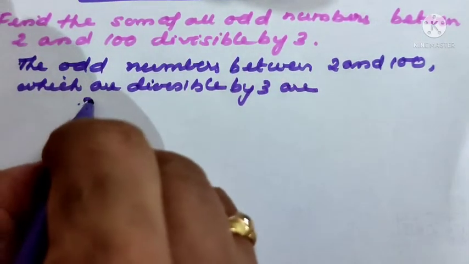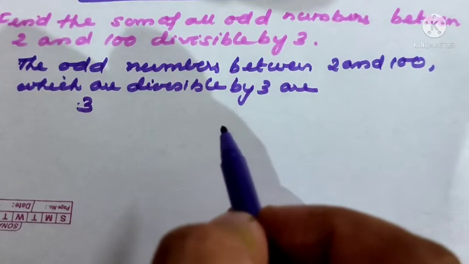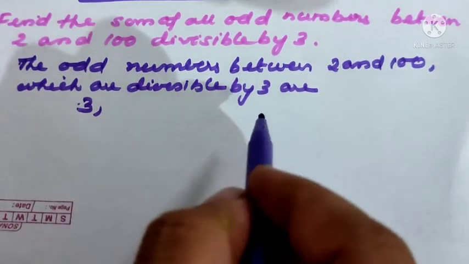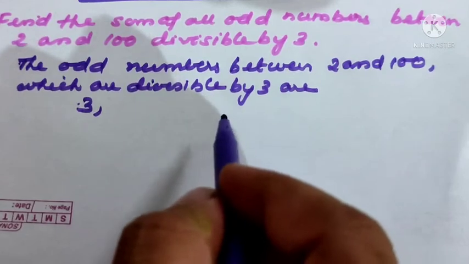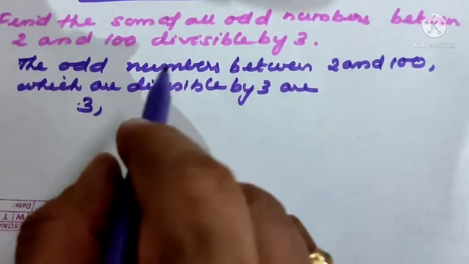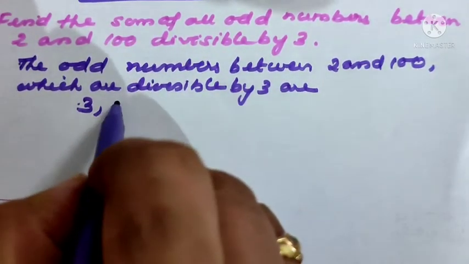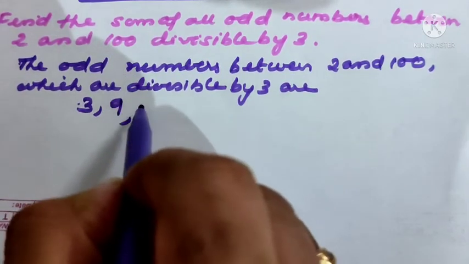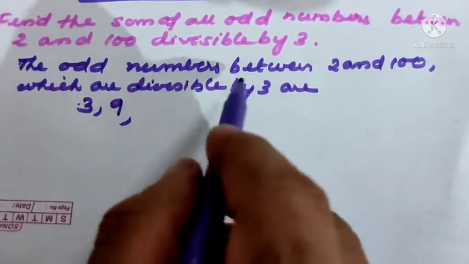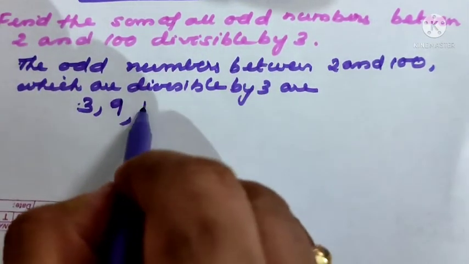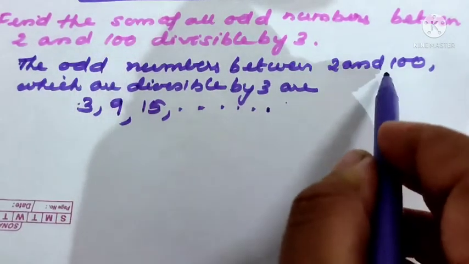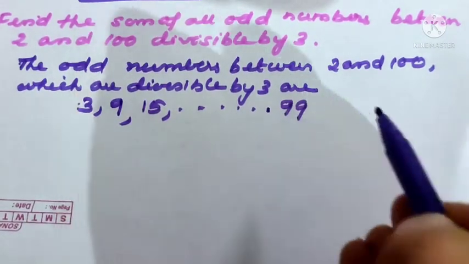After 2 the odd number is 3 only. 3 is divisible by 3. Next comes 6, but 6 is an even number, so we cannot. Next number which is divisible by 3 is 9 only. 9 is an odd number. Next comes 12, divisible by 3 but even, so 15 will come. So like that, the last number before 100 is 99, an odd number.